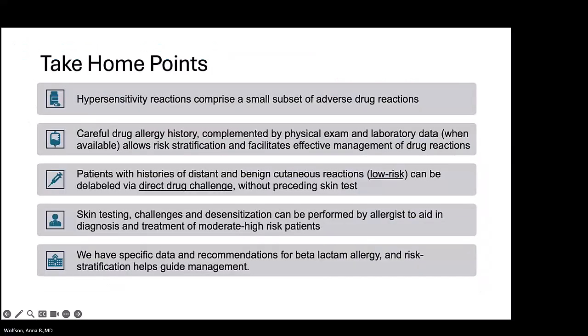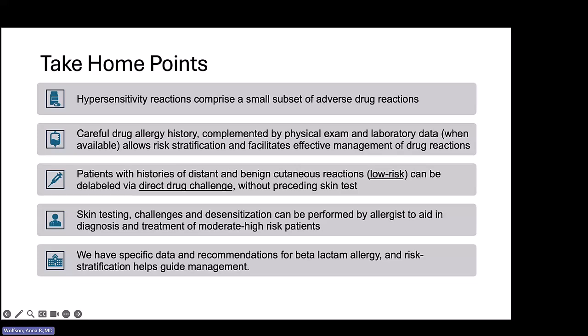information about drug allergy. So my take-home points from today are that hypersensitivity reactions comprise a small subset of adverse drug reactions. A careful drug allergy history complemented by physical exam and laboratory data, when available, allows risk stratification and facilitates effective management of drug reactions.